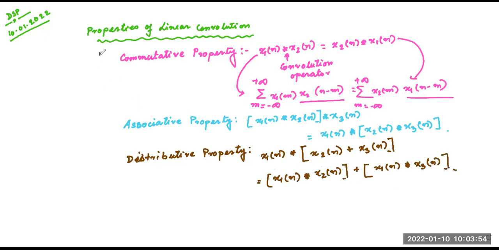So these three properties of convolution are very, very important. Everybody, I request you to learn these properties by heart. Sometimes these properties also come in the proof, meaning we have to prove these properties. So can you prove these properties?